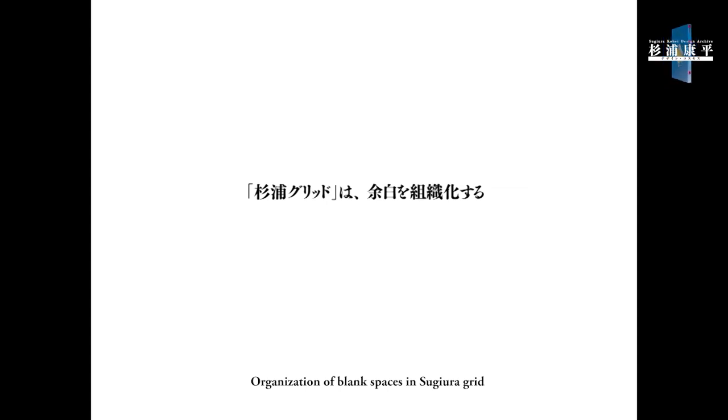The splendor of Sugiura grid is that the shape of the margin becomes apparent only when the concrete letters and illustrations collide with the layout paper. When you materialize it, you can see the margins that were not apparent in the layout paper. It is as if the margins have become organized.